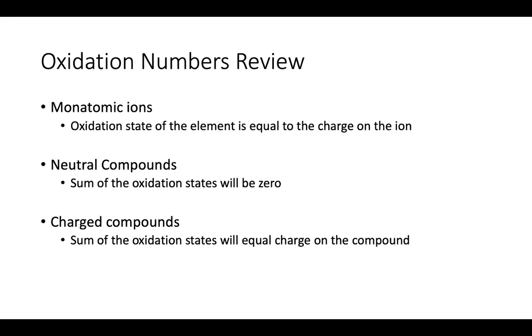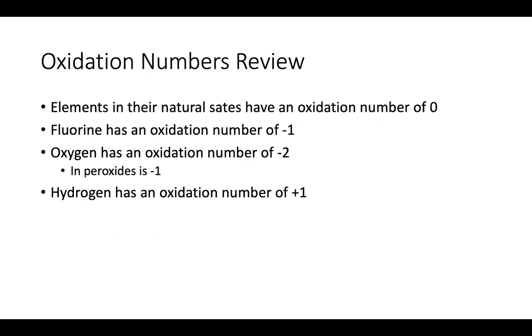And all our rule is for that is that the oxidation state is equal to the charge. So K+, a potassium ion, would have an oxidation state of +1 because its charge is +1. For neutral compounds, things like CO2, things without a charge, when you add up the oxidation numbers of all the elements, it should equal 0, because it's a neutral compound. And then our third rule is that whenever we're dealing with an ion or a charged compound, when we add up the oxidation numbers of all the elements, they'll equal the charge on the compound. We've seen all of that.